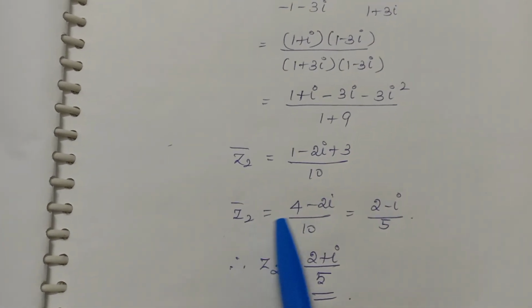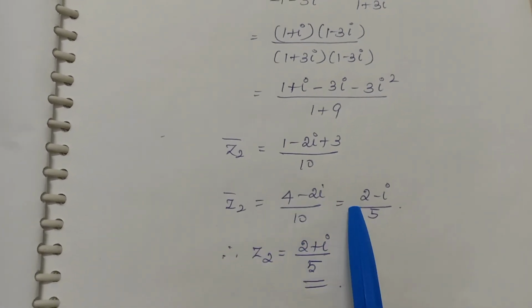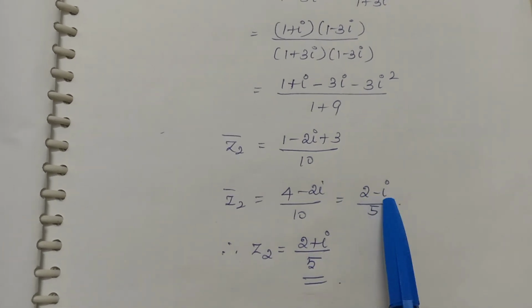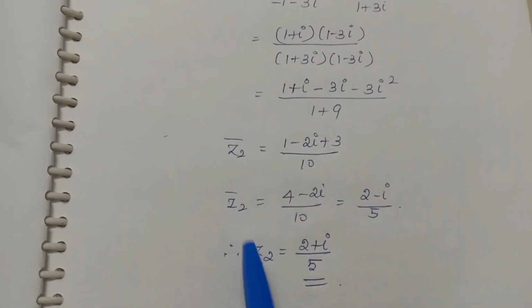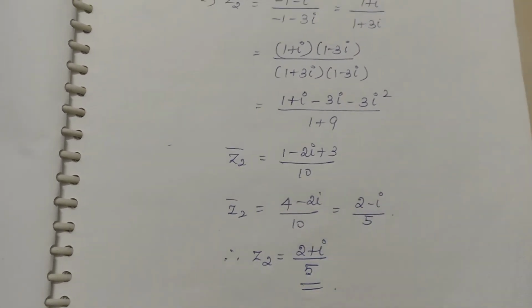Okay. So z2 bar equal to 4 minus 2i by 10. Cancel 2 throughout, so what you get? 2 minus i by 5. This is z2 bar. But z2 equal to what? 2 plus i by 5.